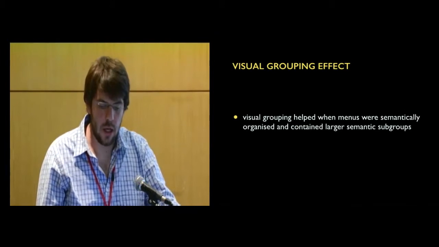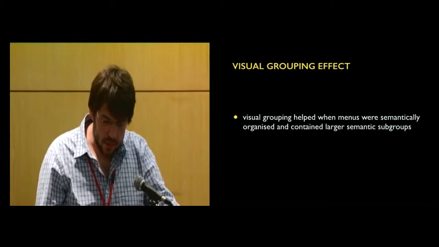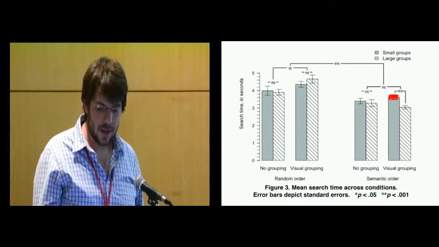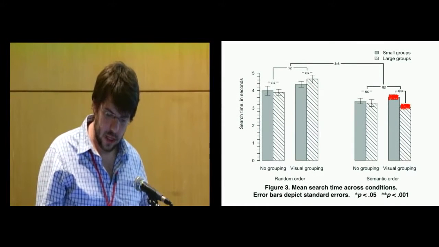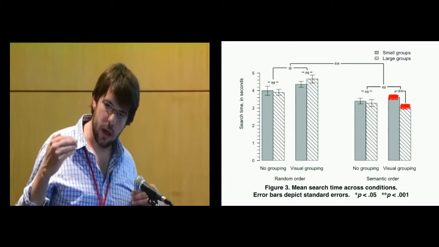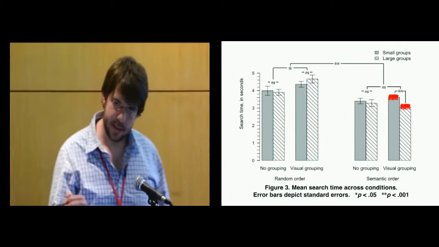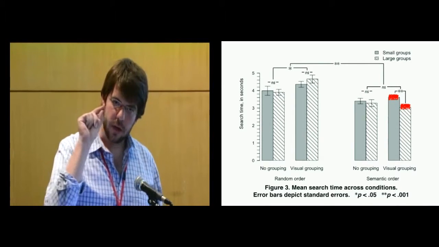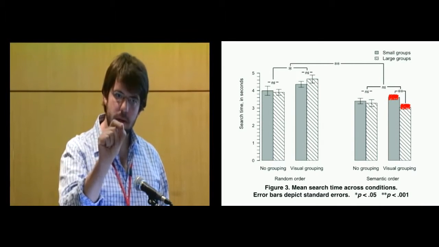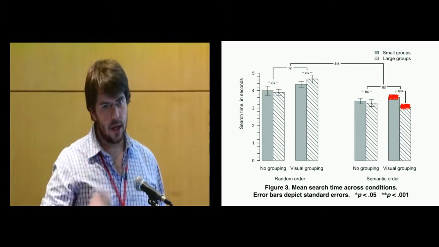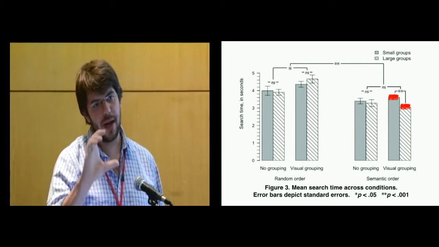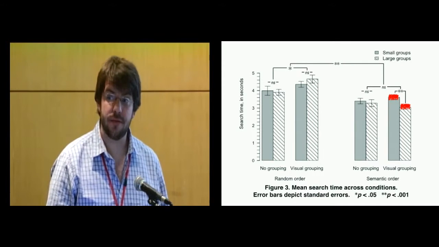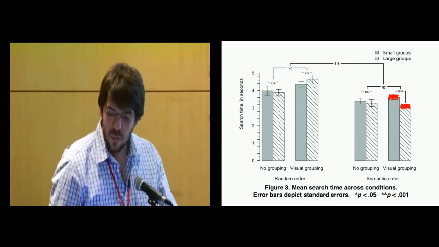You can see that. The next thing is that visual grouping helped when menus were semantically organized and contained larger semantic subgroups. So this is slower than here, when there are larger groups. And this makes a bit of sense. If you have this group of 6 items with clearly defined boundary boxes, you look at one item in the group, go, that's not what I'm looking for, and you can then very quickly saccade over all of the items in that group and use the boundary boxes to help you out. That's how you get the speed up, and it's a change in visual search strategy, which my colleague is going to talk more about in a moment.